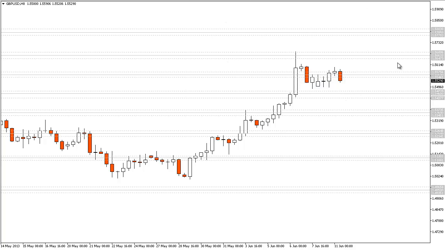I'm going to start with the resistance areas. They're the ones above current price. Right now, the first resistance area is the 155.45 through to the 155.75. That is this one here.